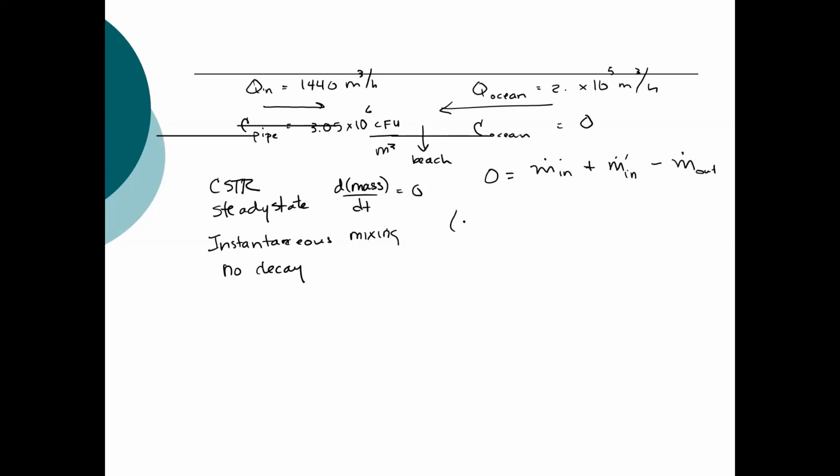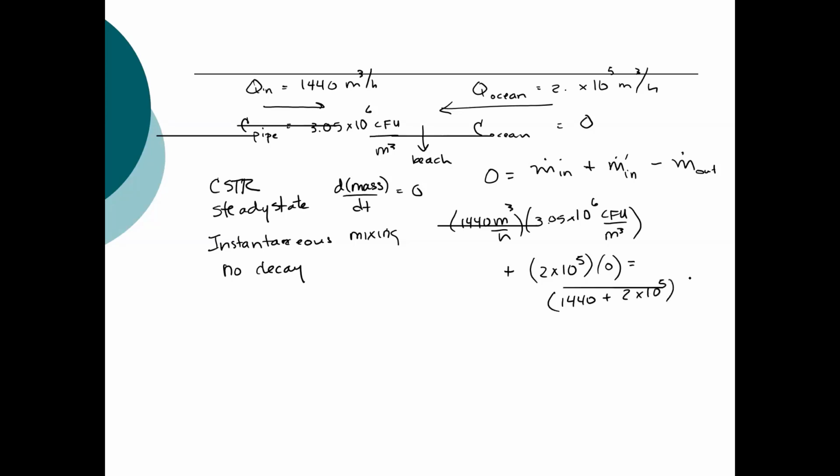And this is equal to 1440 meters cubed per hour times the 3.05 times 10 to the 6 CFU per meter cubed plus 2 times 10 to the 5 times 0. And that is equal to the sum of the two flows, so the 1440 plus 2 times 10 to the 5, times C out. So that's the pipe going back to the ocean. And that is equal to 2.18 times 10 to the 4 CFU per meter cubed. Okay, so that's the concentration in this mix before it moves back to the ocean.